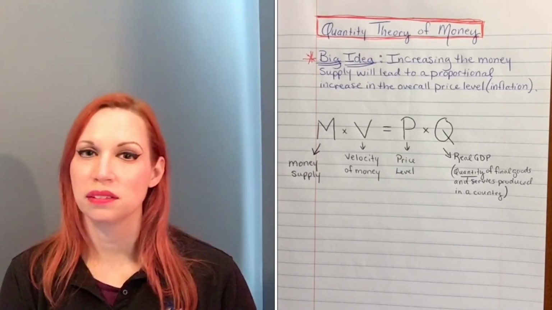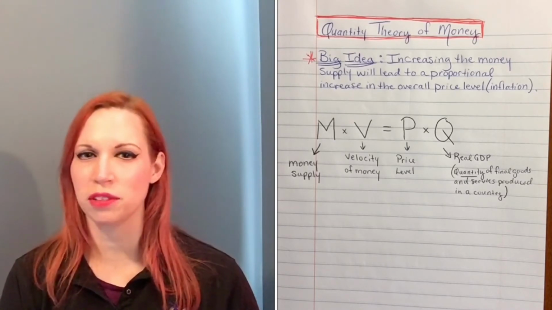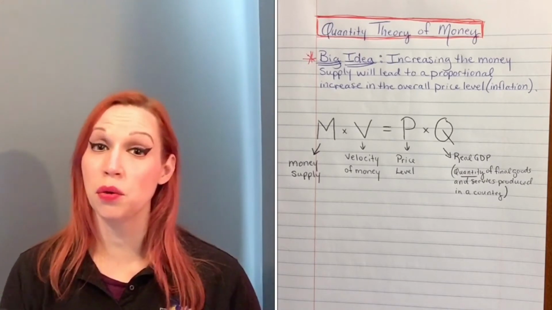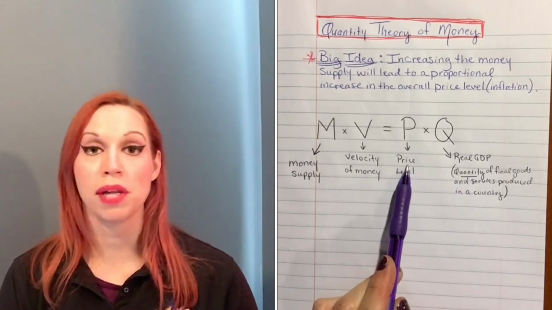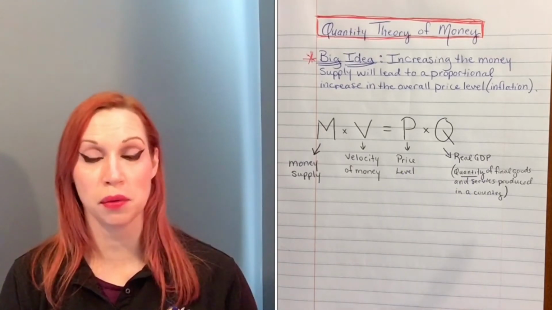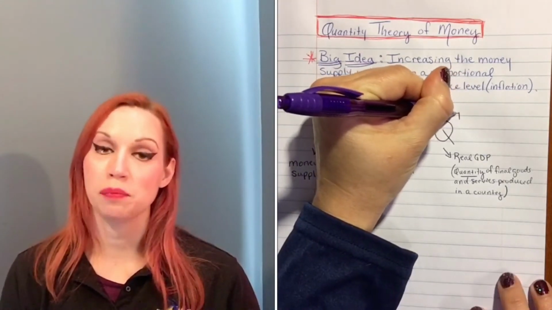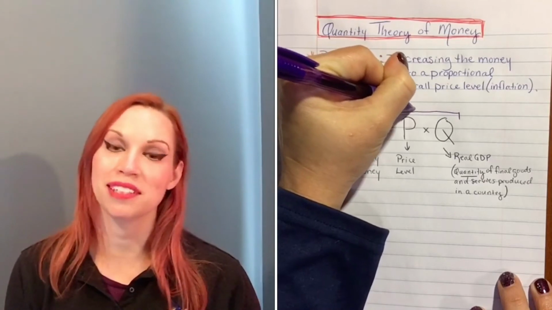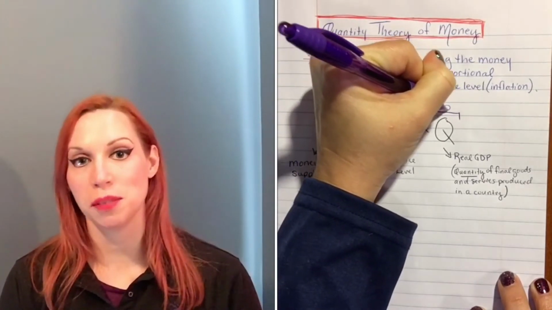Wait a second, we've seen P times Q before. P times Q, the first time we ever learned that was when we were learning total revenue. Well, if we take the total quantity of things a country is producing, the Q, and we multiply it by the prices that they're being sold for, the P, then that's going to give us the amount that's being brought in from the goods and services produced in a country in a given year. In other words, P times Q, that's going to be nominal GDP.